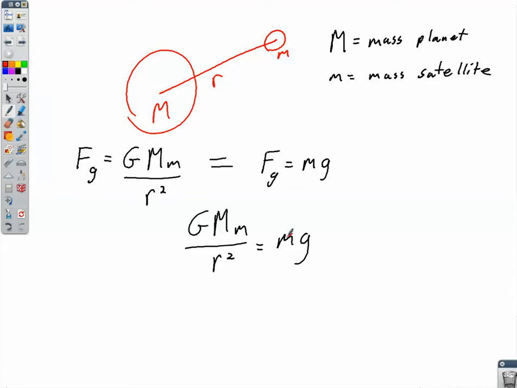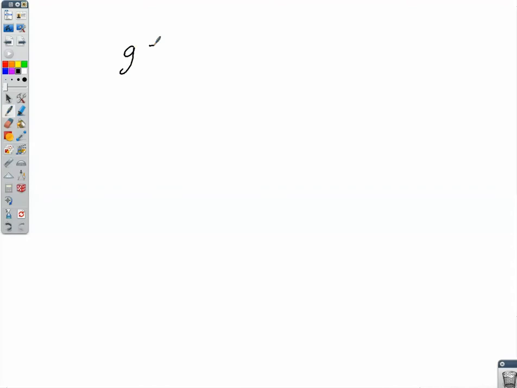Obviously the little m's cancel out here, and we have an equation for the acceleration due to gravity because of a massive object at some distance away from that massive object. More specifically, little g is equal to big G times M over r squared. If we plug in the mass of the Earth and the radius of the Earth, we should come up with a number that's really close to 9.8.